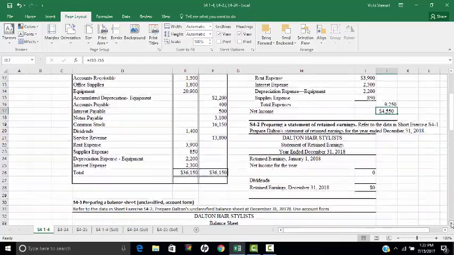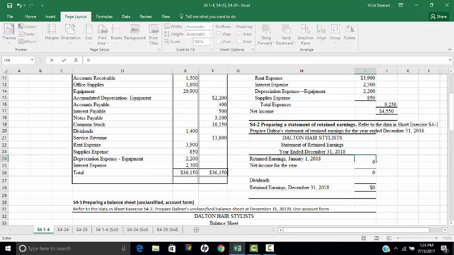S42 states to prepare Dalton's statement of retained earnings for the year ended December 31st, 2018. So we go over to our adjusted trial balance, and normally we would find retained earnings listed after common stock. So that means that for this year we did not have a beginning retained earnings. So we're going to put 0 for retained earnings for January 1st, 2018. So this is probably the first year that this company has been in business.